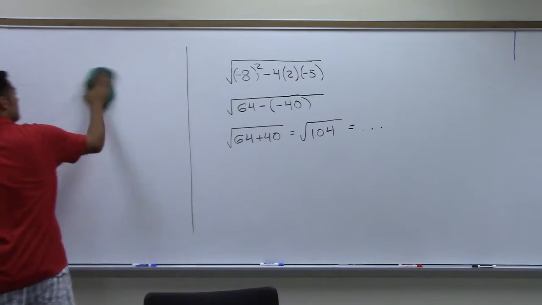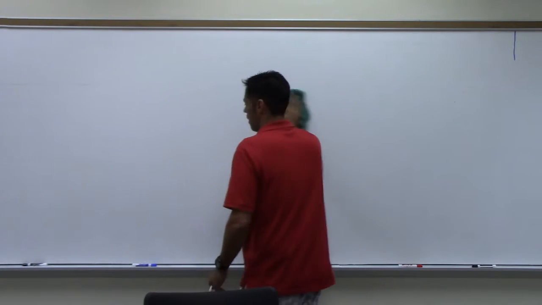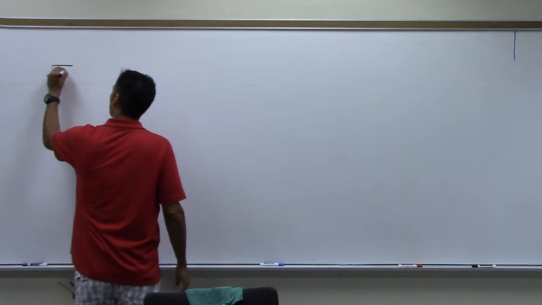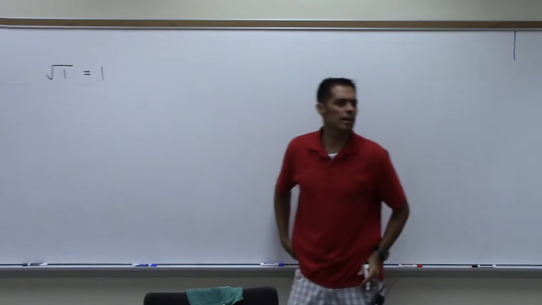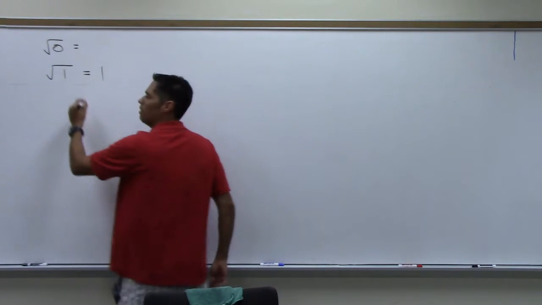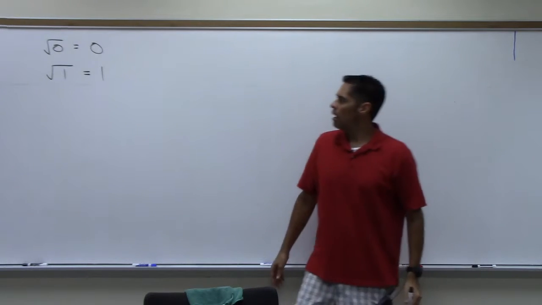All right. Now, how about this? What's the square root of 1, everyone? 1, right? What number do you square to get 1? And before I do that, how about this one? What's square root of 0? 0, right? 0 times 0 is 0. So how about this?